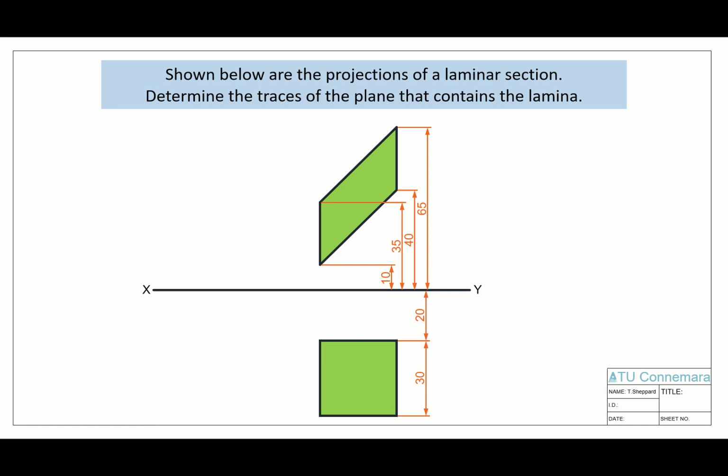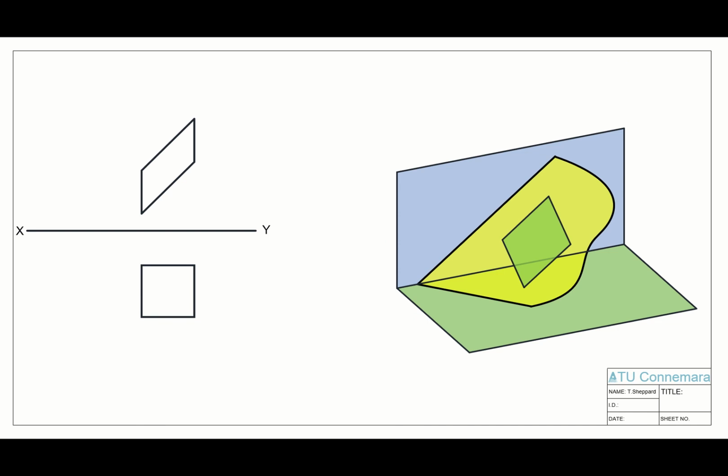In this video we're going to look at method 3, which is our auxiliary method for finding the VTH for our plane that contains this lamina that we're given here. So here is our setup with our elevation and our plan, and we have our 3D over here, and we're going to use our method 3 to solve the vertical and horizontal trace.